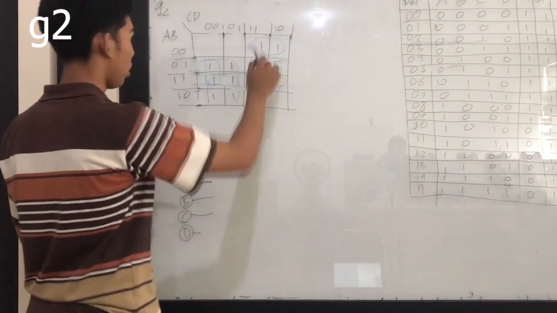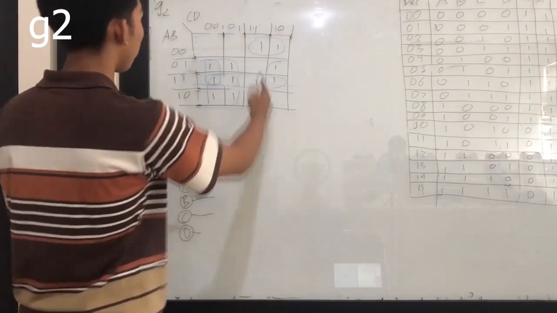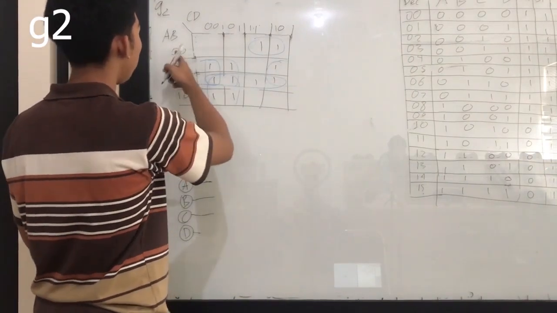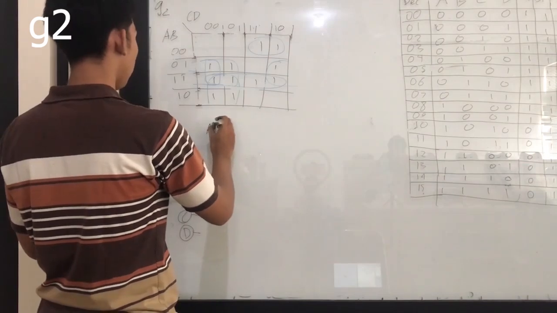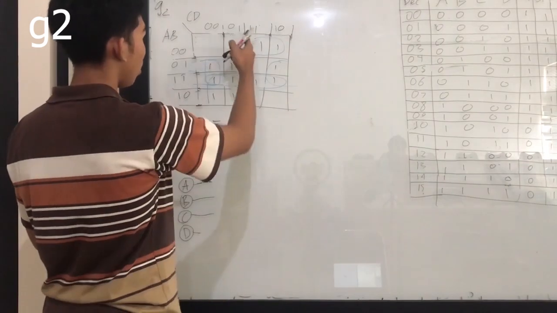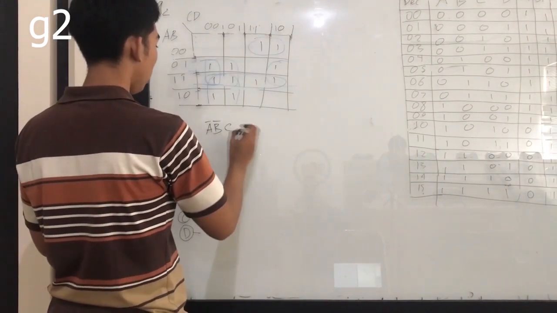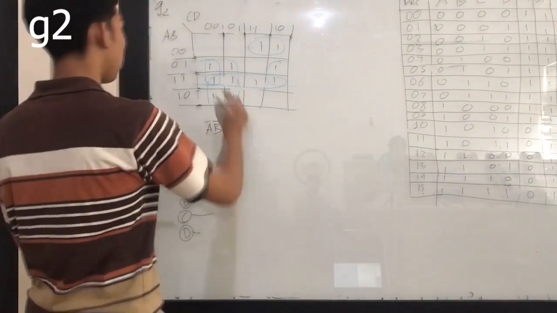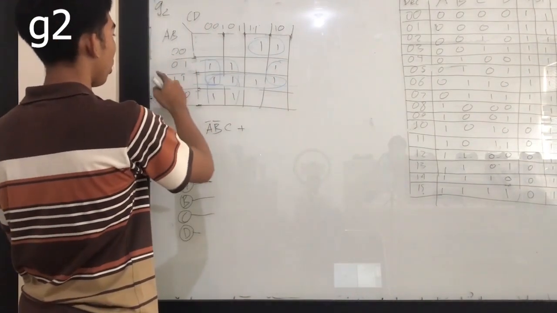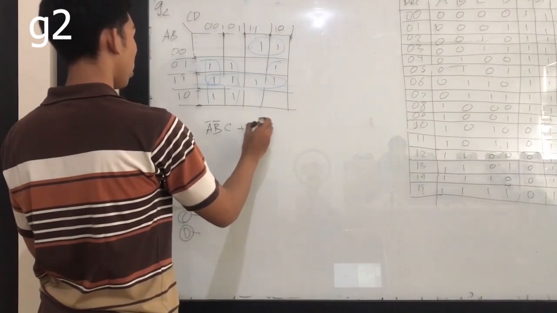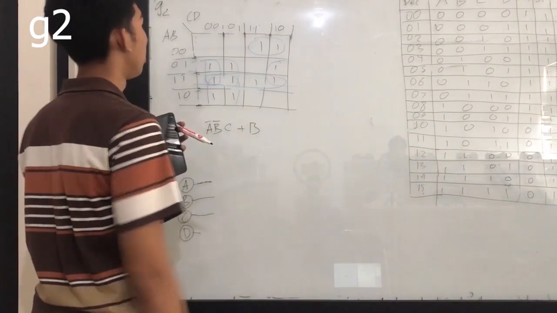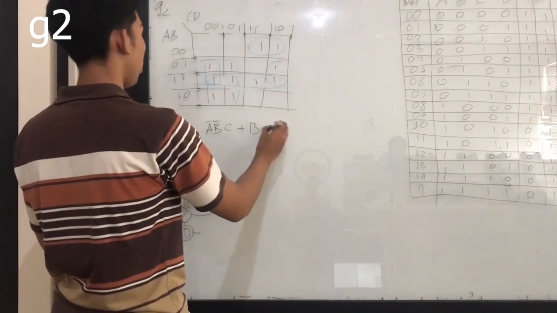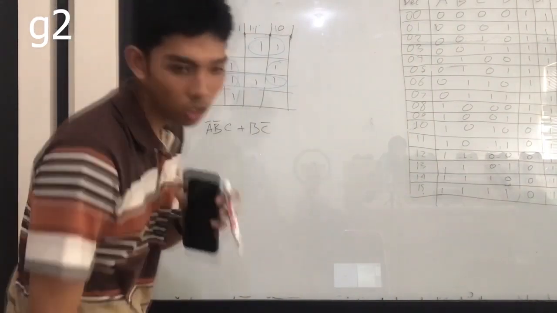Okay, let's move slowly from group 1 right here. So A is 0 and B is 0, so A inverse B inverse. C is not changing, so C. Now move on to the second group, which is this 4. A is changing, B is not, and B is 1, so B. C is not changing and C is 0, so this is BC inverse.